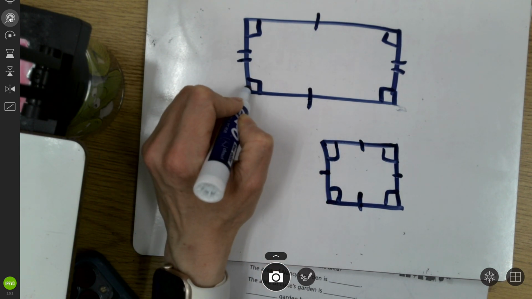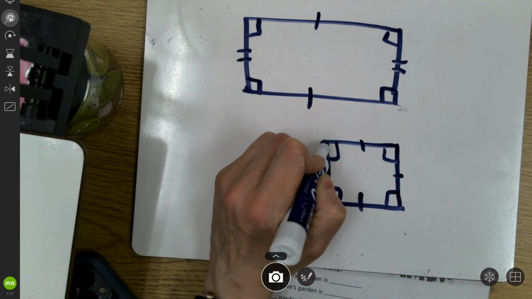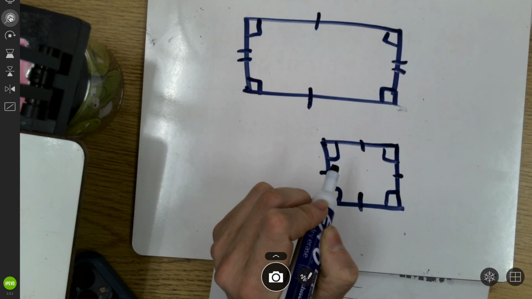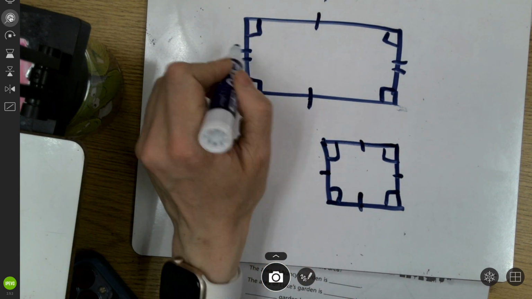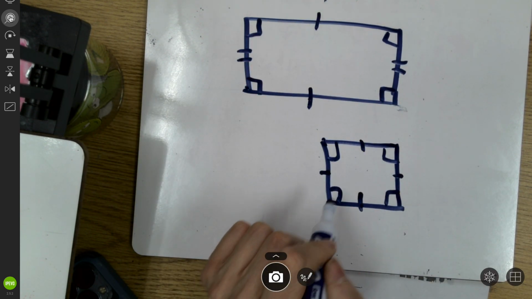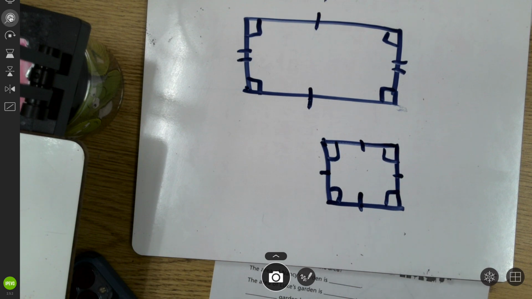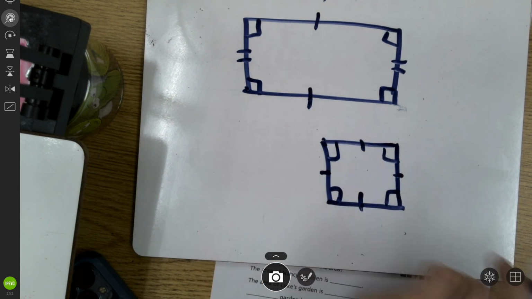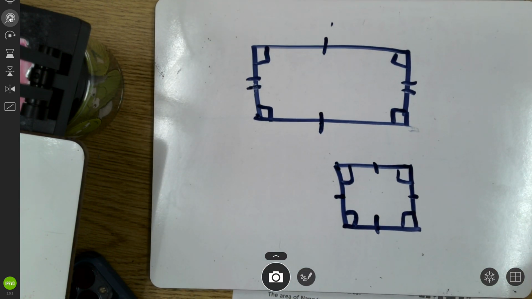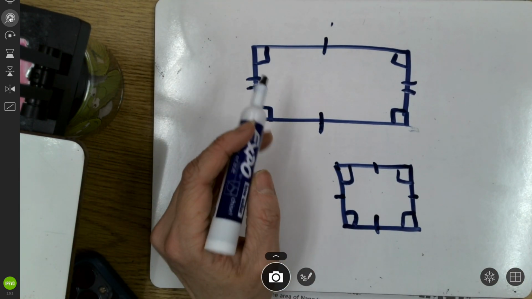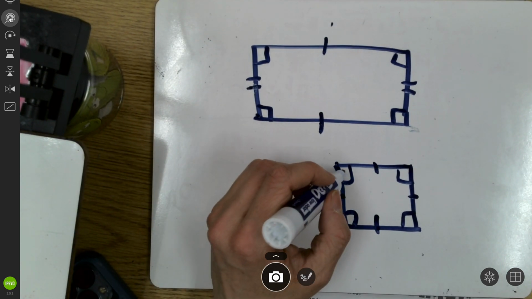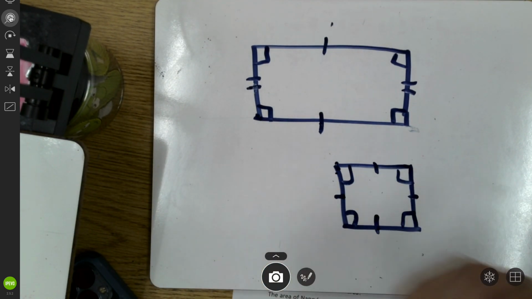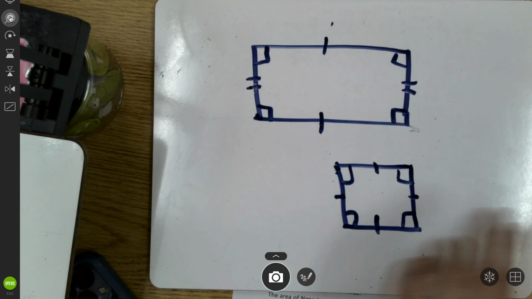A square is a rectangle, but a rectangle is not a square because a square, the rule for a rectangle is that opposite sides are equal, which goes for the square, right? The opposite sides are still equal. However, in a square, all sides are equal. In a rectangle, only opposite sides are equal, okay? So a square is a rectangle, but a rectangle is not a square.